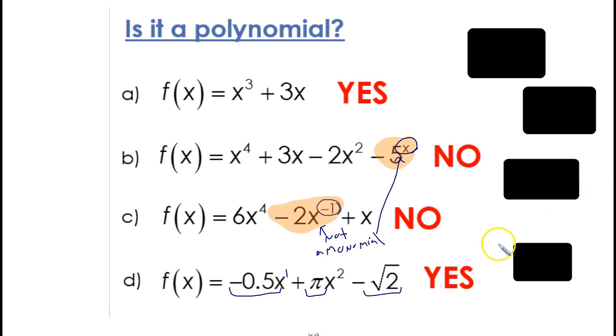Things to look for that are big clues that it's not a polynomial are exponents that are either negative or variables. Also, we could not use exponents that are fractions. It has to be a whole number exponent.